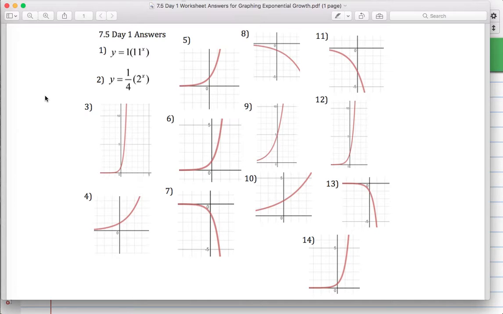So the rest of these I'll kind of leave up. If anybody has specific questions, you can ask them when I get back. But again, we're just looking at making tables. You can make tables by hand, or you could use the calculator, type in the equation, and then hit the second table key to get a table and just plot points. So you're just looking at general shapes.